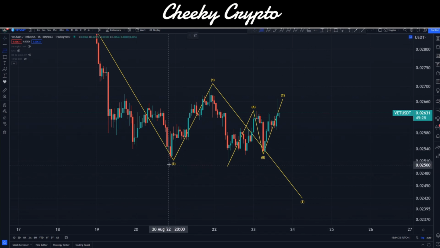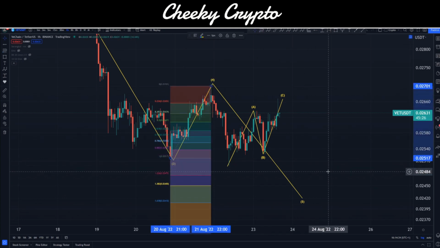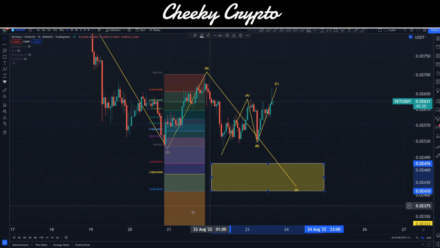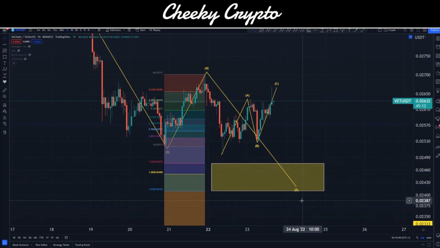Now, for our 5th wave, if we take this low point and we take our high point just here, our expectations would be that we'd actually end up in this zone down here. And let me just draw this on. It's basically between 2.410 and 2.475. Okay, that's going to be the area that we're kind of looking for within our final 5th wave.